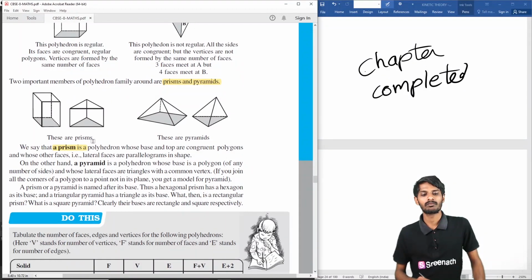A prism has base and top congruent, and lateral faces that are parallelograms. A pyramid has a base and lateral faces that are triangles.